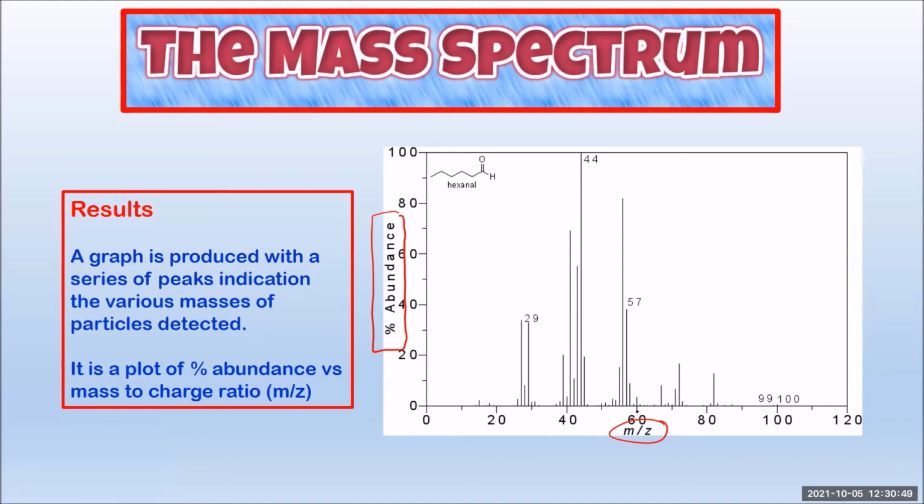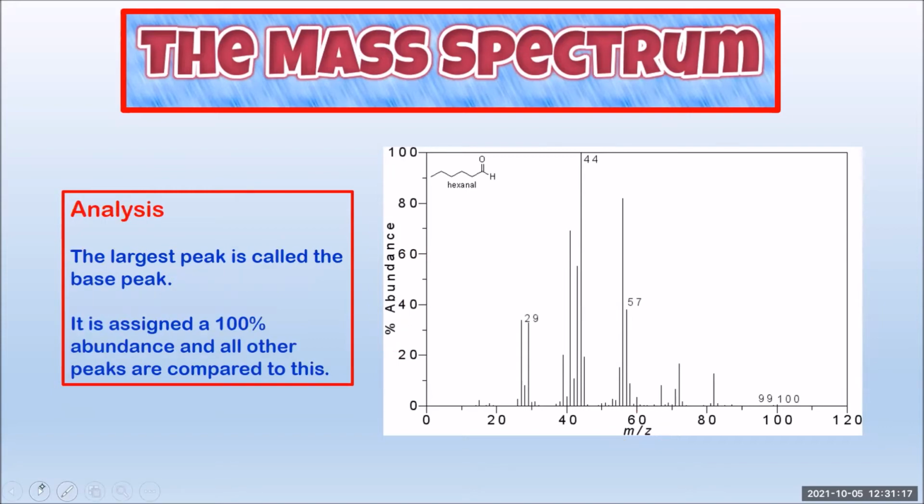Most of the particles will have a charge of +1, which means their mass to charge ratio will just tell you their mass. But some might have a +2 charge if two electrons were knocked out of the molecule. This is the exception rather than the rule. The peak for these will be at half the actual mass, but it'll be fairly small and insignificant. The largest peak is called the base peak. This is the tallest peak. This is assigned a percentage abundance of 100, and all other peaks are compared to this peak.